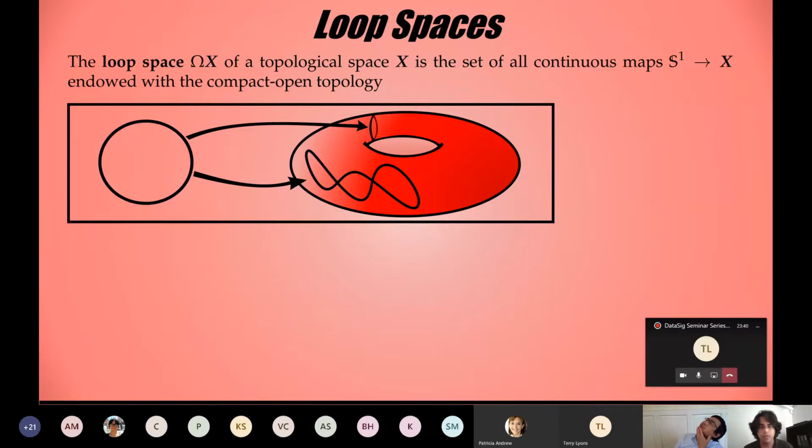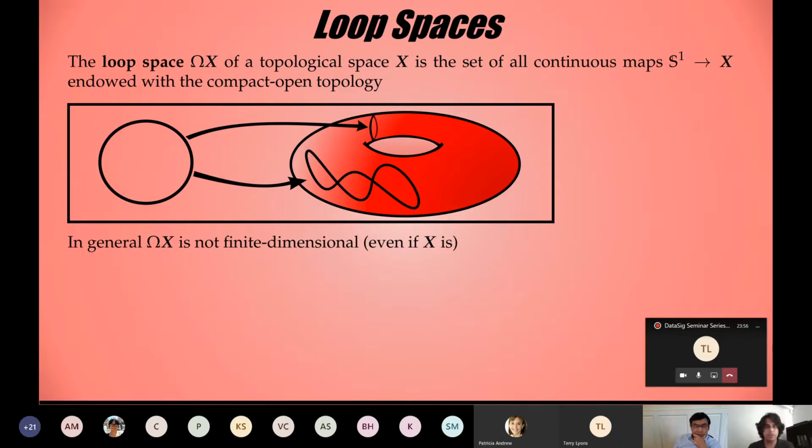But so there are two examples. Each of those curves that you see on the torus is a single point in the loop space of the torus. And because it's a function space, some bad things happen. So in general, the loop space will not be finite dimensional, even if X itself, like here, is two-dimensional, but the loop space is hideously infinite dimensional.